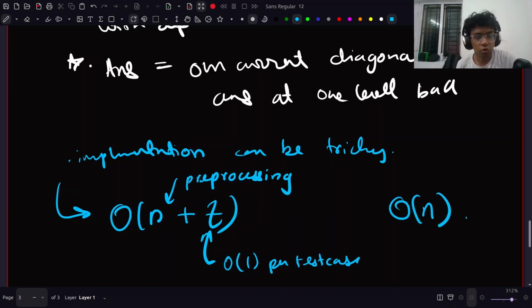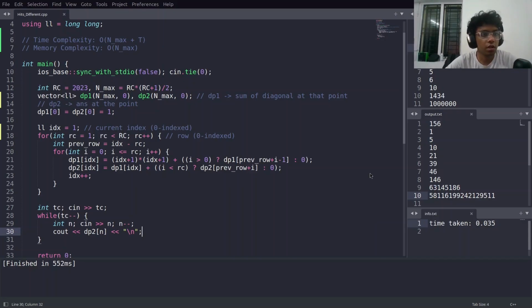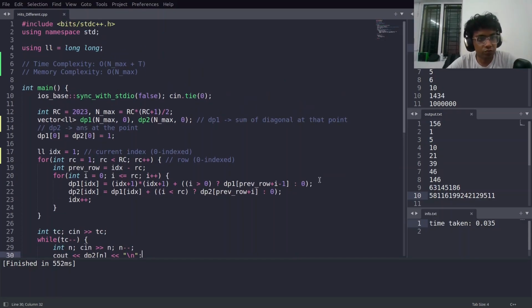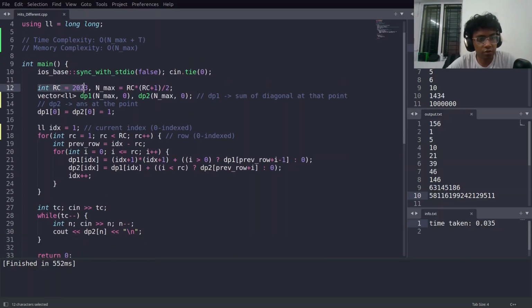So let's have a look at the code to get an idea of the implementation. Here I'm defining RC as my row count. As you can see, it's 2023 because that's what the question gives. And nmax I'm taking as RC times (RC plus 1) by 2, as we discussed.